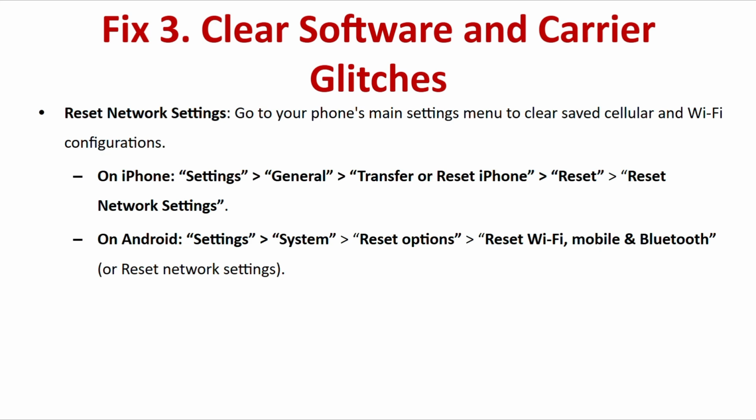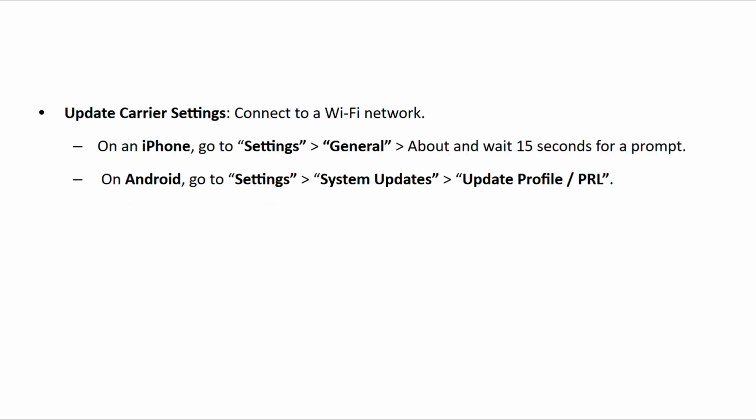Fix 3. Clear software and carrier glitches. Reset network settings. Go to your phone's main settings menu to clear saved cellular and Wi-Fi configurations. On iPhone, go to Settings, then General, then Transfer or Reset iPhone. Tap on Reset and then click on Reset Network Settings. On Android, go to Settings, then System, tap on Reset Options and select Reset Wi-Fi, Mobile and Bluetooth or Reset Network Settings.